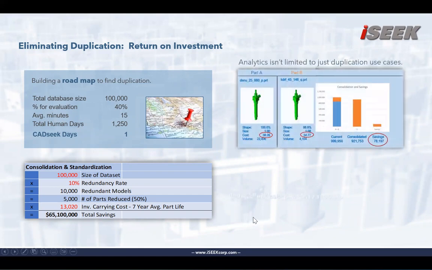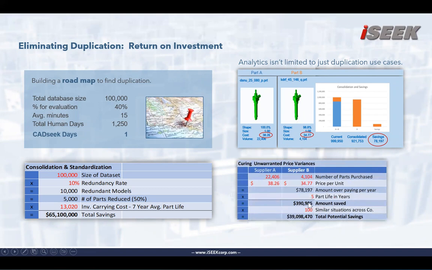Here's an example where analytics has been used to find an unwarranted cost variance: 2 parts being purchased from 2 different suppliers. Their similarity is almost 99%. They're made from the same material. They have the same finish, yet one vendor is charging over $38 while the other is charging less than $35. If this cost variance can be cured, the savings is almost $80,000 per year. And if 100 of these situations exist in the supply chain, a savings of $40 million is possible.